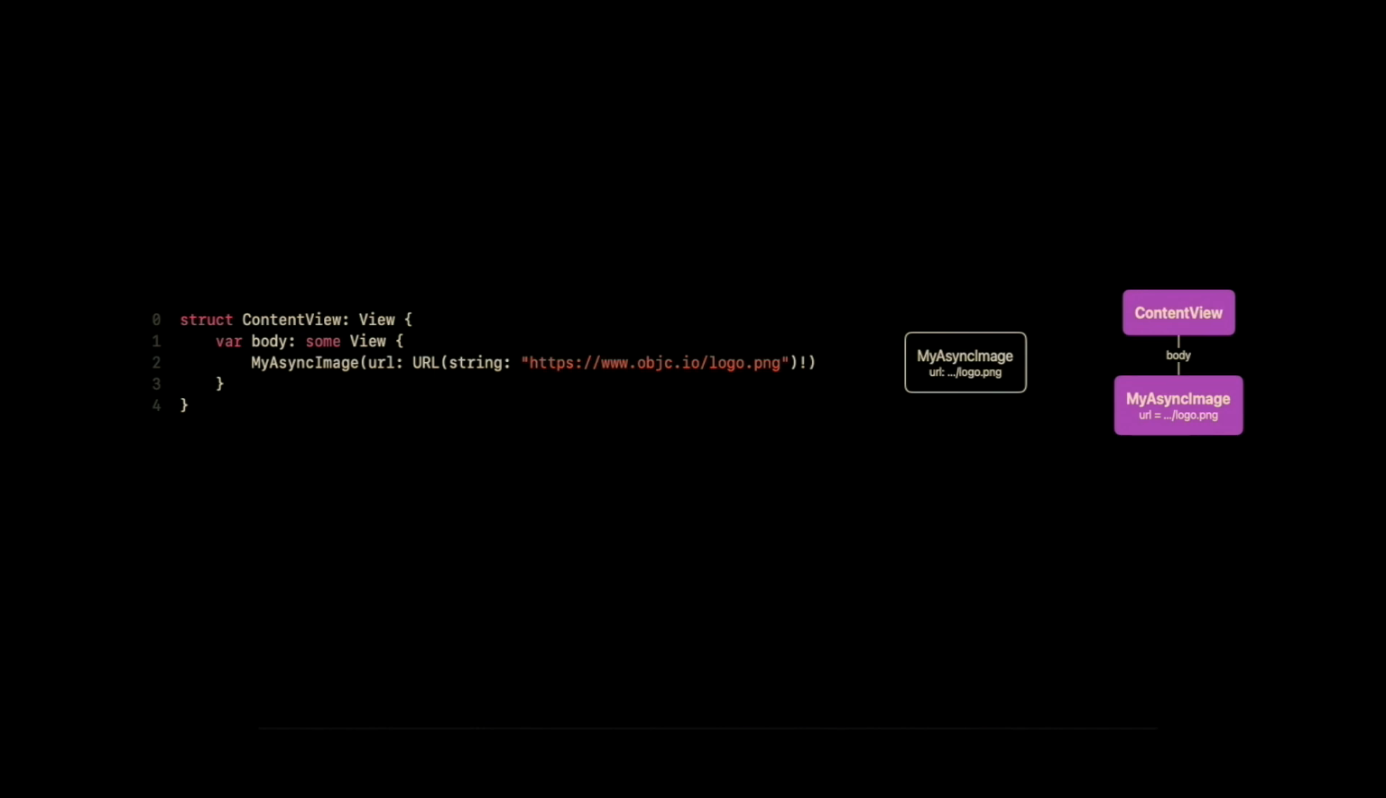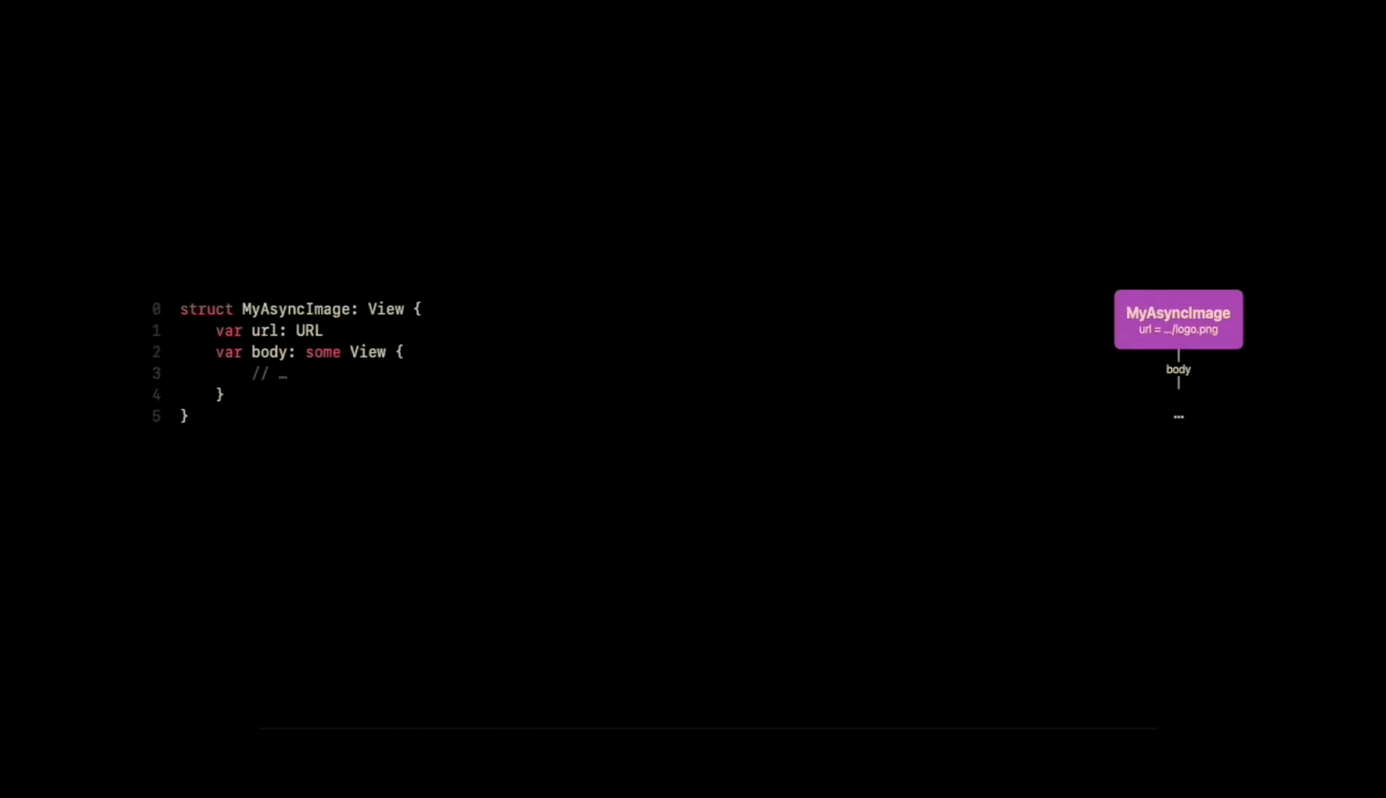Now, the next thing that we need to do is expand the body of MyAsyncImage. The content view is done rendering. It can throw away and discard that entire view tree. So let's look at MyAsyncImage. This is the same step. We need to expand the body. And in fact, we still need to write MyAsyncImage. So I have a very bare bones prototype here with just a URL property and an empty body.